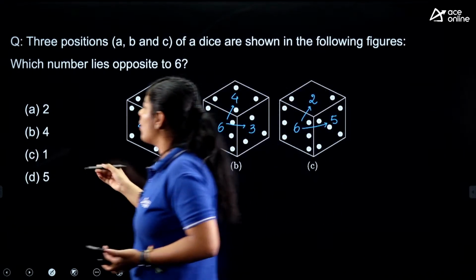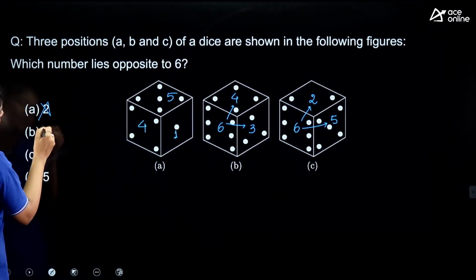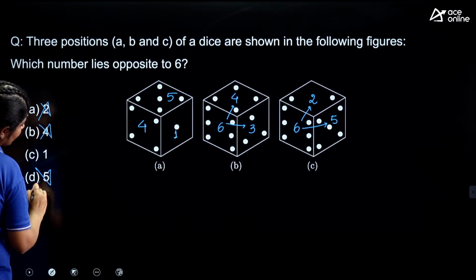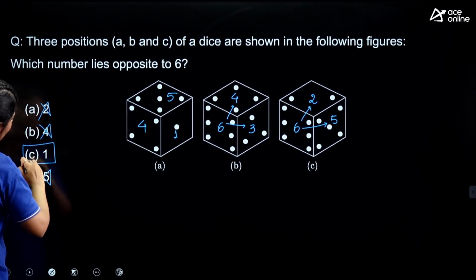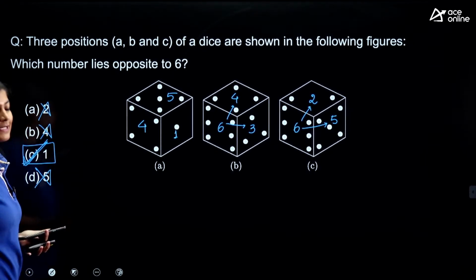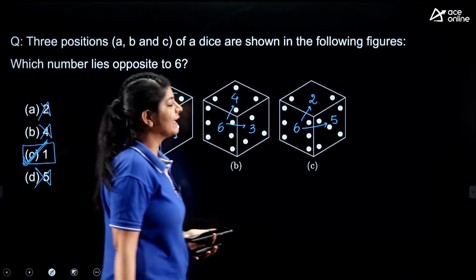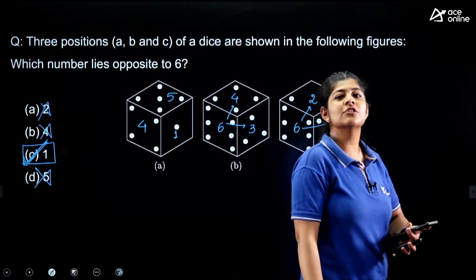So if I see the options, this 2 is eliminated, this 4 is eliminated, and this 5 is eliminated. I'm only left with one option, that is option number C. Option number C is the correct one. Why did I eliminate these options?